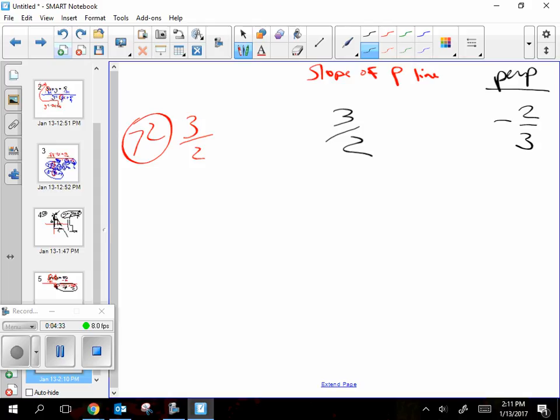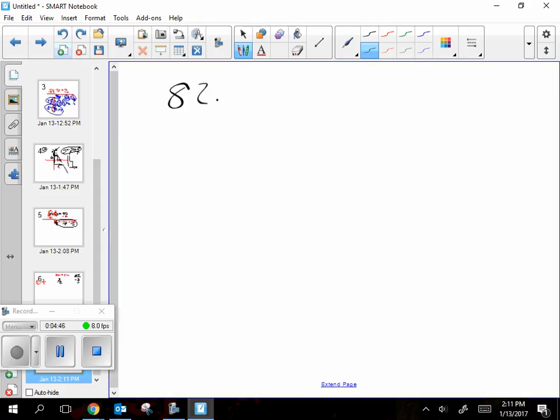Oh wait, this whole section's parallel and perpendicular still. That's awesome because those are so easy. If you don't get it, please ask. I'll help you one-on-one. Okay, moving on to number 82. Number 82 says, determine if they are parallel, perpendicular, or neither. My favorite kind. These are so easy, because if they're parallel, they're just the same.